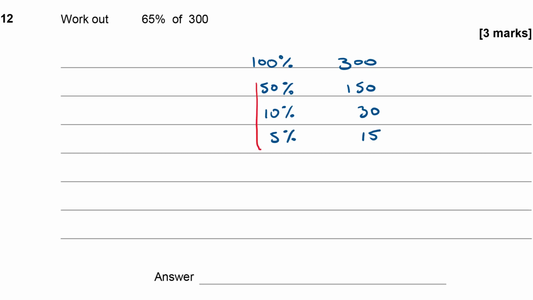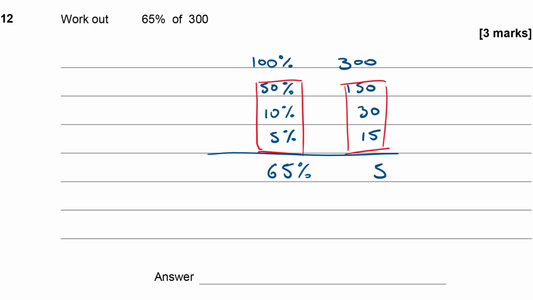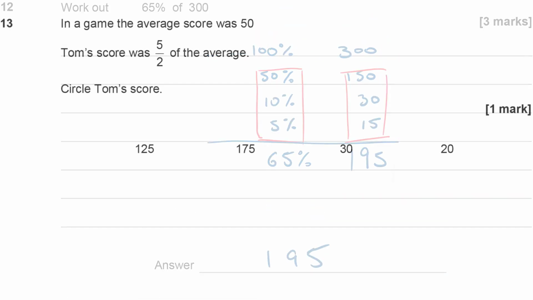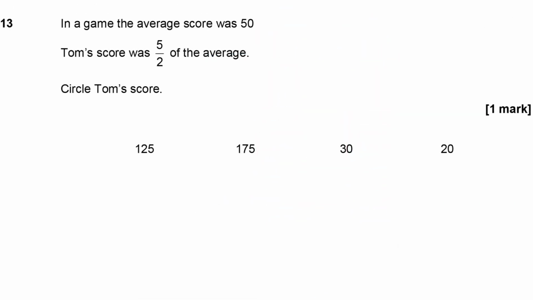Okay, now 50, 10, and 5 together. So 50 plus 10 plus 5 is 65, isn't it? Okay, so we're going to do the same thing on the other side. We're going to take these 3 values, add them together, and that should give me 65. So 0, 0, and 5 is 5. 5, 3, and 1 adds up to 9, and I've got 1 on the end, so 195 is my answer. 195. Question 13. In a game, the average score was 50.